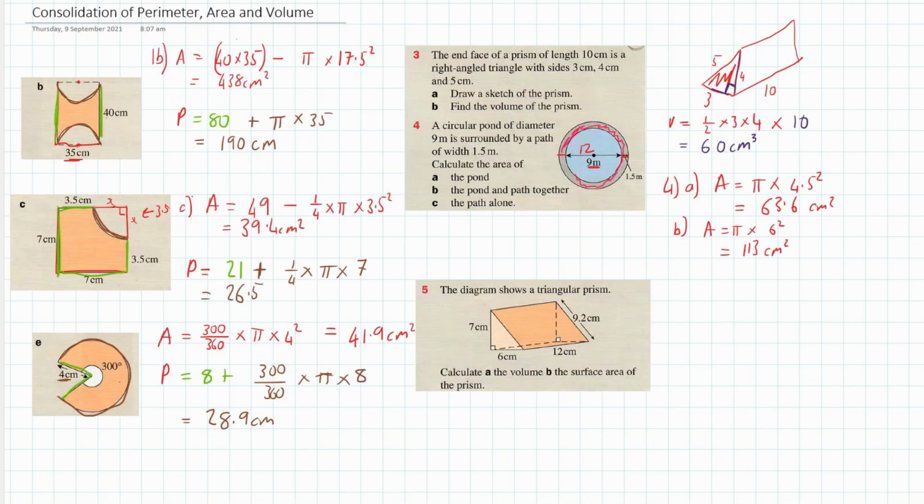Now, what we want to do is just find the area of the path. So what we'll do is we're going to take this one and subtract this from it. So the area will be the 36 pi subtract the 63.6, whatever it was that we had, and we should get 49.5-ish centimeters squared.